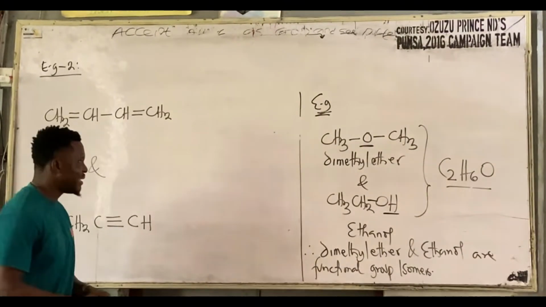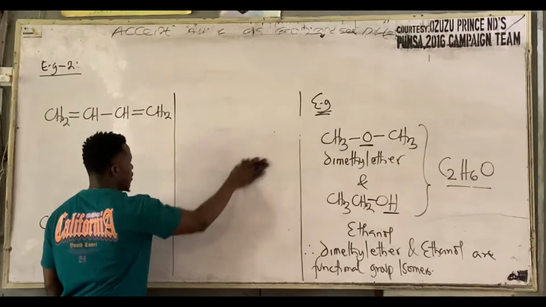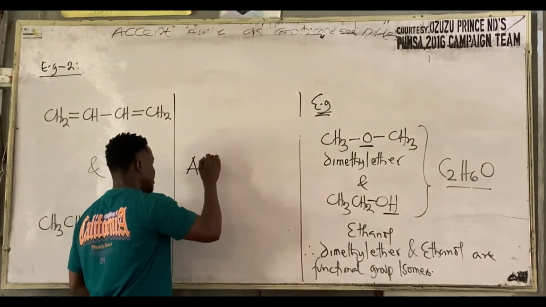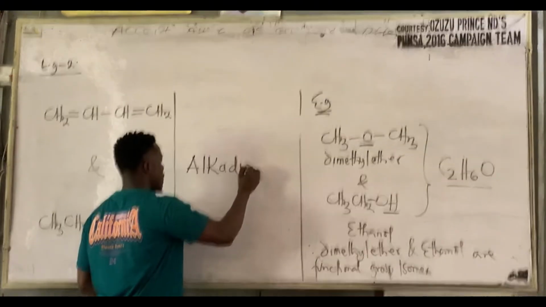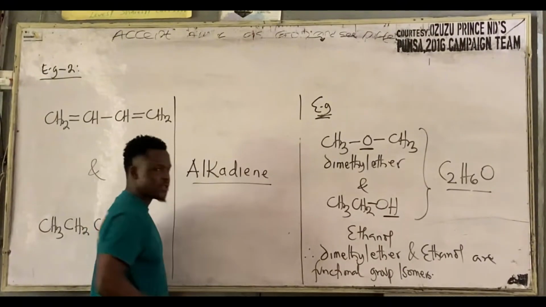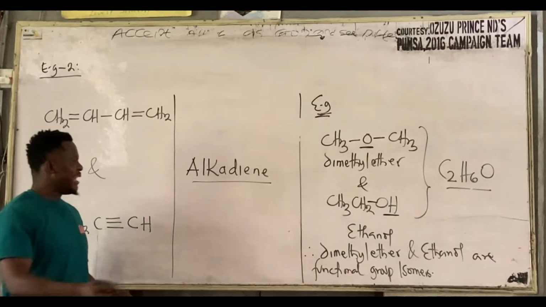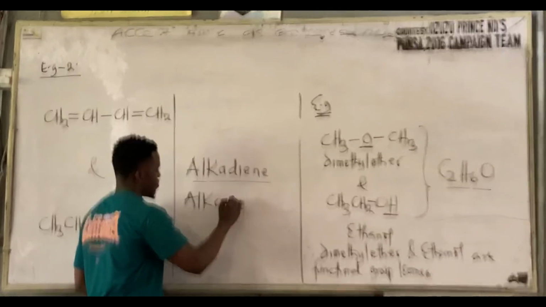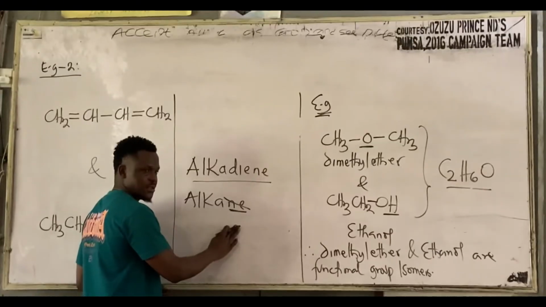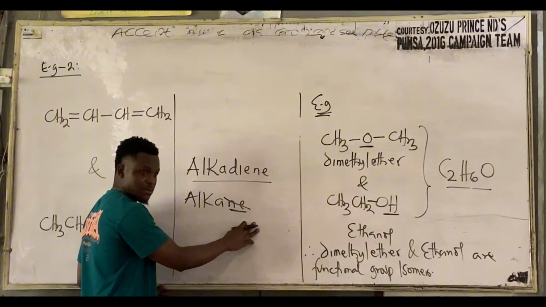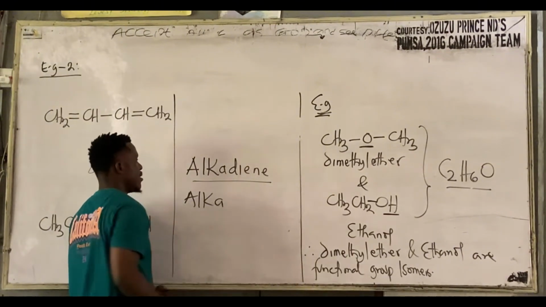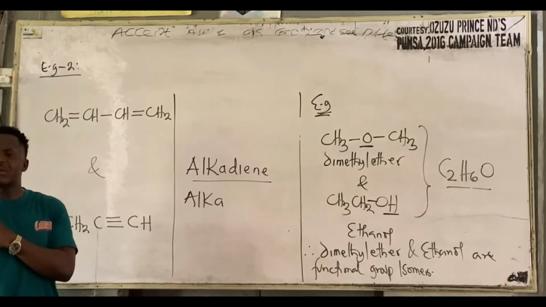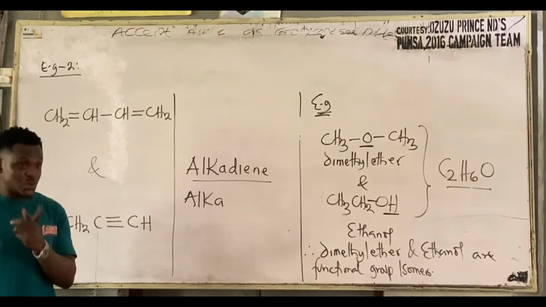Now, how do you name a diene? Let me just give you the nomenclature briefly. Dienes are named as what? The "ane" that ends an alkane, it's always removed, right? One carbon alkane is methane. Four carbon alkane is what?